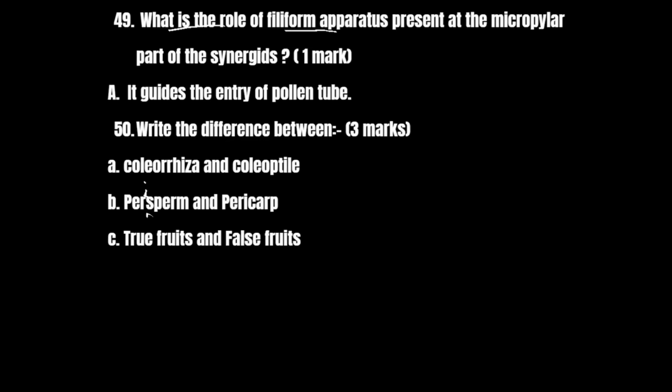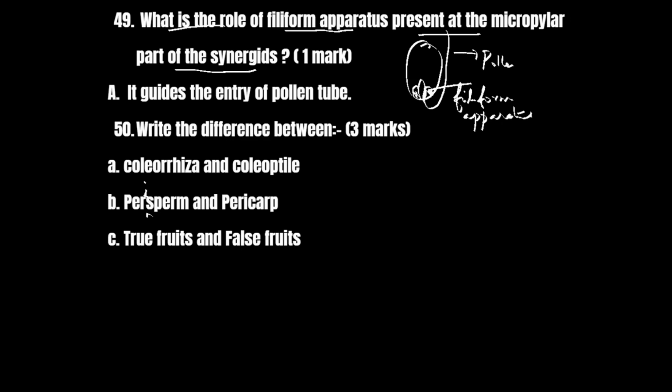What is the role of filiform apparatus present at the micropylar part of synergids? That pertains to embryo sac. So if there is an egg cell and here there are 2 synergids, there is a structure over here on the synergids that's called as filiform apparatus. So what is the function of this filiform apparatus? Filiform apparatus guides the pollen tube towards the egg. So this is a pollen tube, and pollen tube is guided towards the egg. This is the egg. So it is guided by the filiform apparatus that are present on synergids. That's the answer.